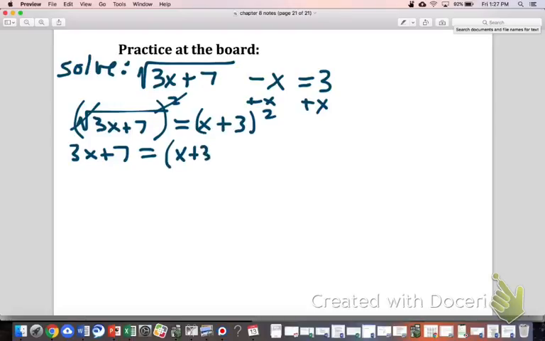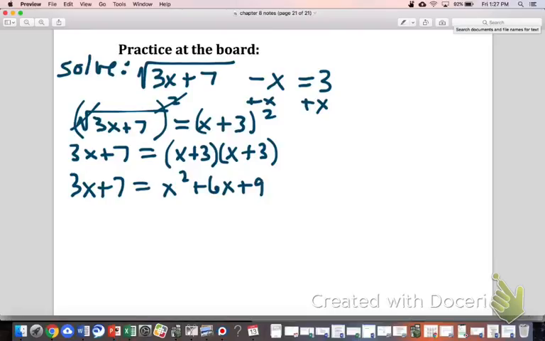X plus 3 times x plus 3 is really what that means. So I'm going to expand this now and FOIL. So it'd be 3x plus 7. The foiling ends up being x squared plus 6x plus 9 once you've completed that FOIL. And now something new emerges, right? Now this looks like a quadratic, and that is exactly what it is.